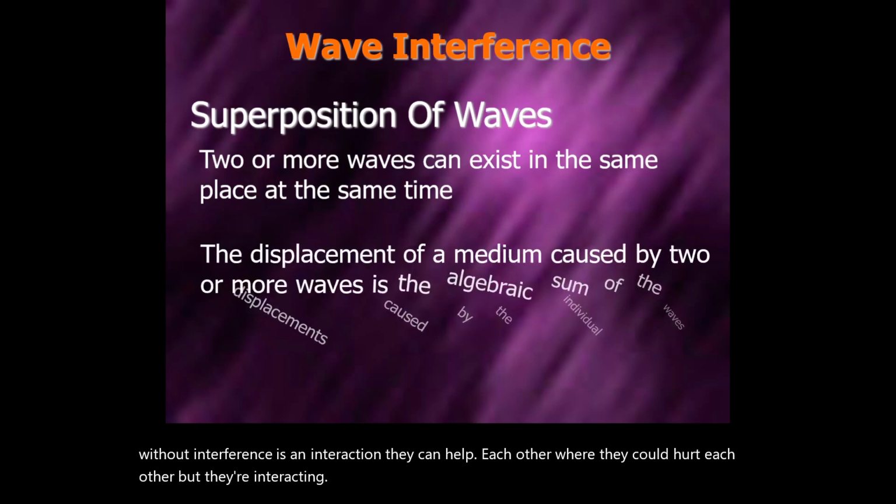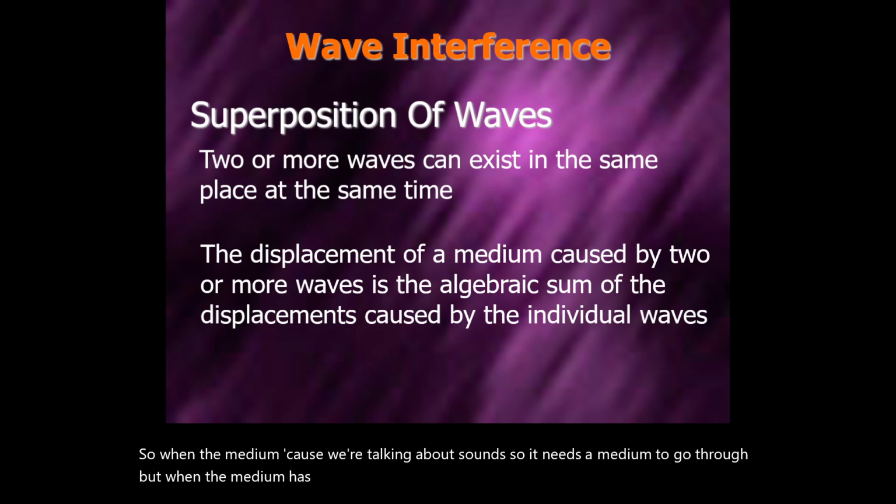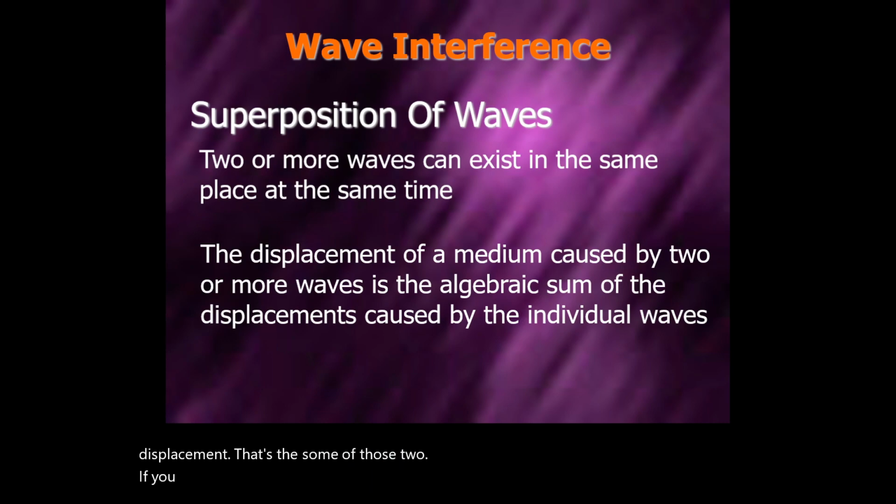So when the medium, because we're talking about sound, so it needs a medium to go through, has more than one wave going around, then we're talking about a displacement that's the sum of those two. If you have one being negative and one being positive, we're still adding them together, but it can be causing a cancellation.